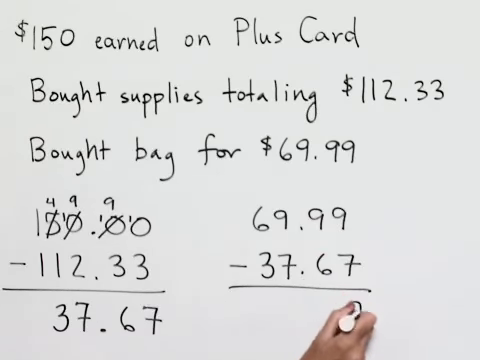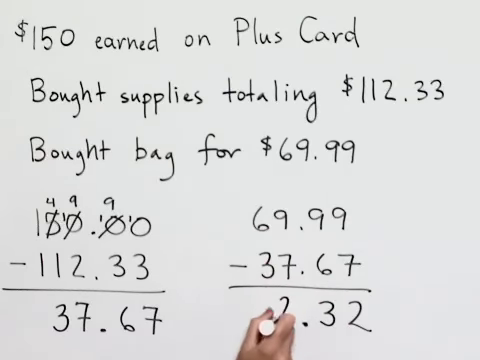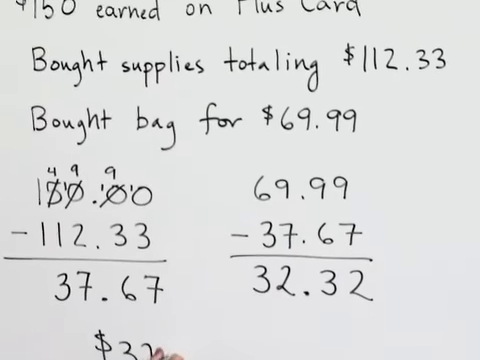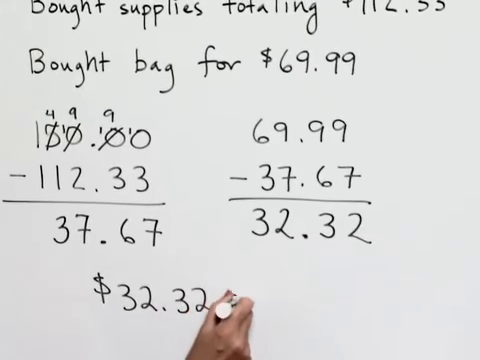7 from 9 is 2. 6 from 9 is 3. Our decimal point moves down. 7 from 9 is 2. And 3 from 6 is 3, which means that he ends up having to pay $32.32 in cash.